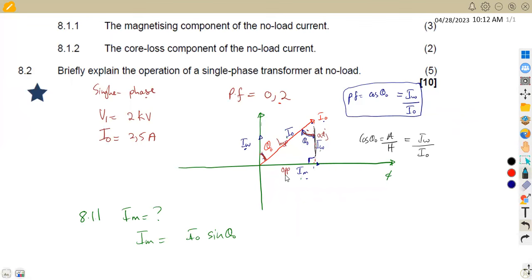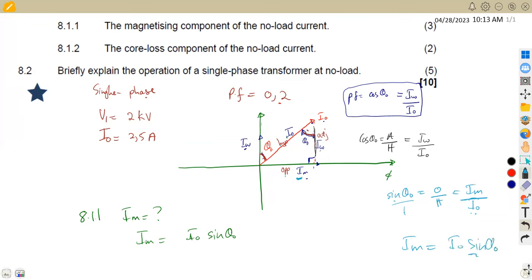That is the sine. So the sine of theta is equal to the opposite over the hypotenuse. The opposite is your magnetizing component. The hypotenuse is your no load current. So you can make the magnetizing component the subject by cross multiplying. This one multiplies 1 times IM, so IM is equal to IO sine theta, which is our no load current. So that is what we can have.